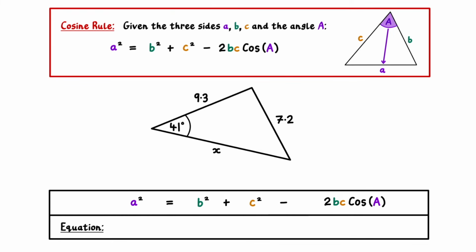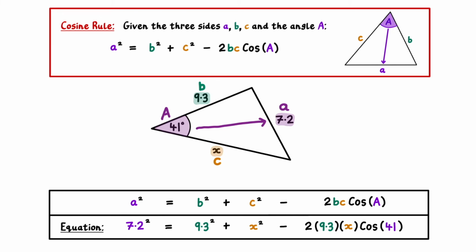In this triangle, the sides are labelled 9.3, 7.2, and x. One of the angles is labelled as 41 degrees. We should label the angle with capital A and the side opposite as lowercase a. The other two sides should be labelled B and C. Here, I'll let B equal 9.3 and C equal x.